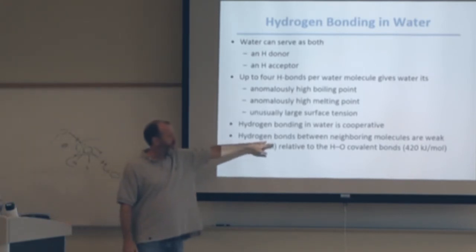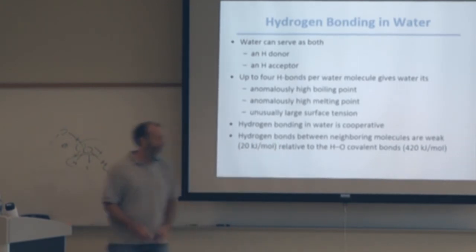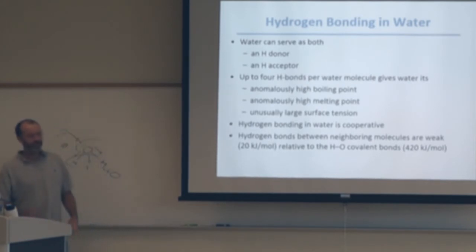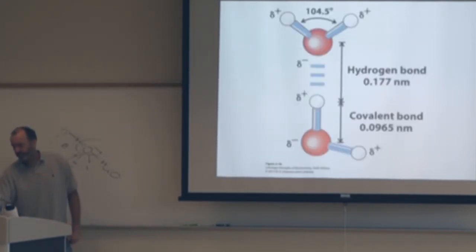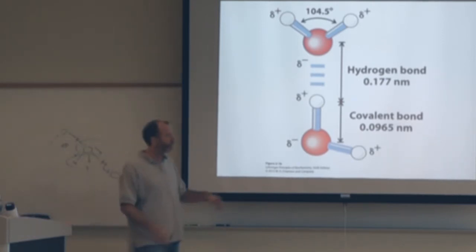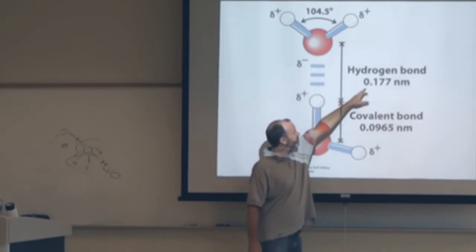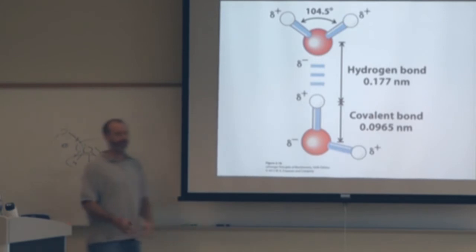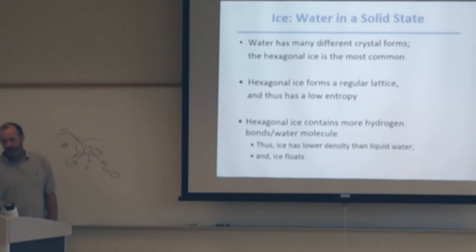Right? And hydrogen bonds between neighboring molecules are weak, 20 kilojoules per mole relative to the OH covalent bonds. So just remember, these aren't strong like covalent bonds, but they're pretty good intermolecular forces there. And distances, remember, shorter bonds are stronger. Covalent bonds are less than 1/10 of a nanometer, whereas hydrogen bonds are almost 2/10 of a nanometer.